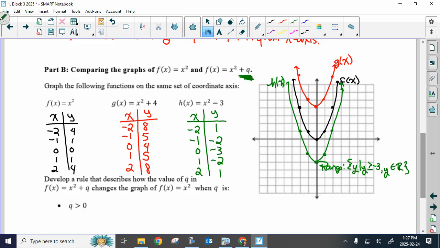The y value of the vertex actually changed. We went down 3 units. When I look at this guy right here, my g of x, the range for g of x was y such that y is greater than or equal to, my lowest point was the y value of my vertex, so it's 4, and then y is an element of the real number system. So the q value just picks it up or moves it up or down, and what you called the slide in junior high is just going to be a vertical translation.